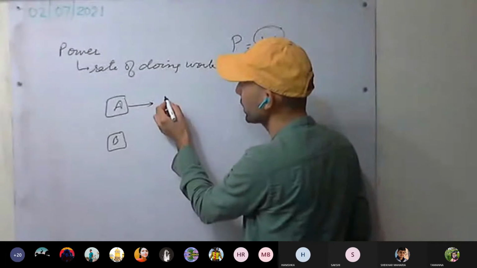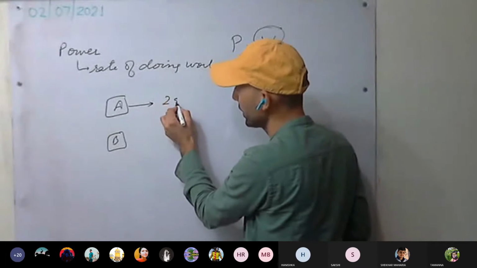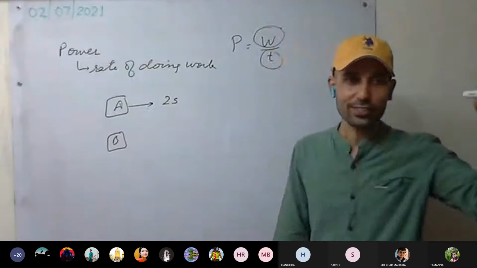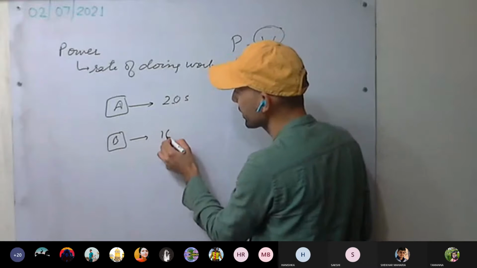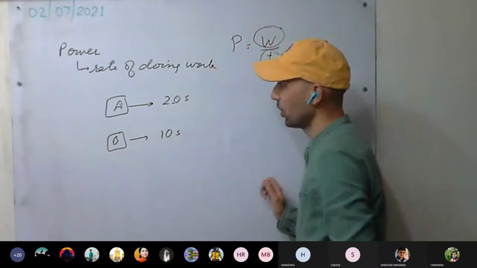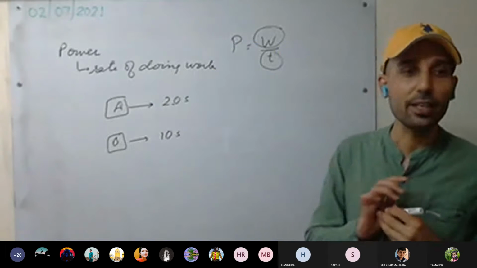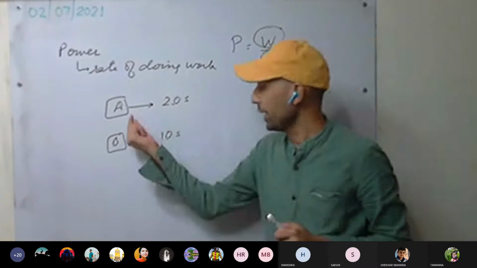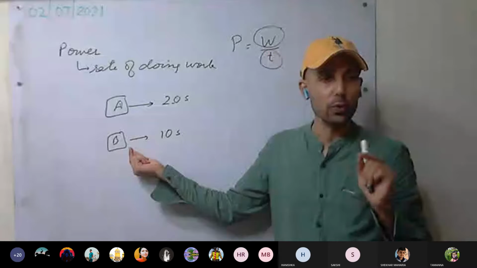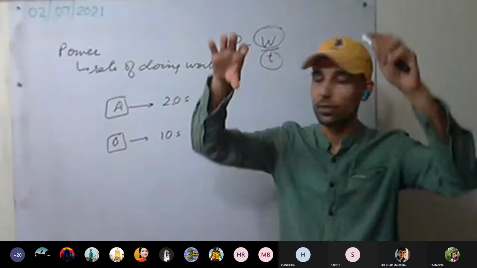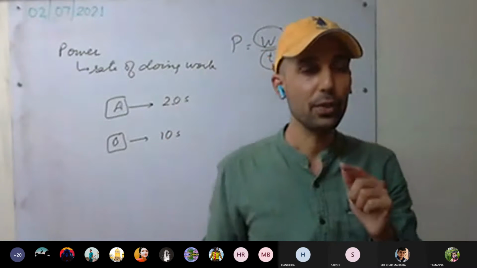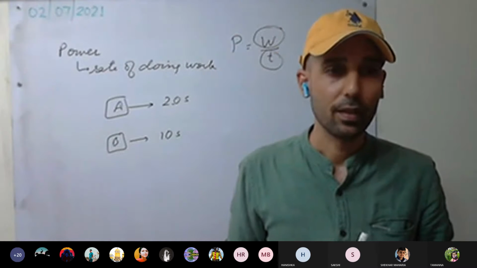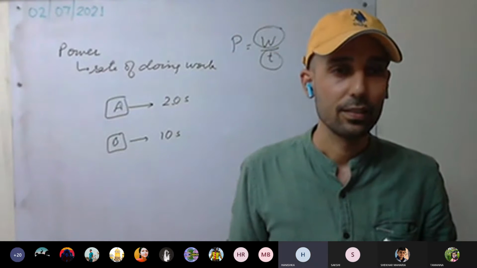For example, A takes 20 seconds to put it, and B takes 10 seconds. Listen to the question carefully. A and B both are putting the same kind of luggage on the bus. What will be the amount of work done by A and B? Will it be the same or different?